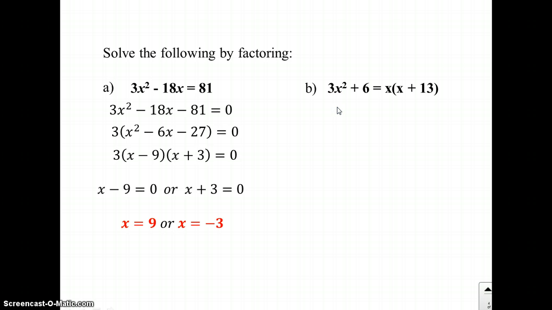If I look at example B here, step 1 would be to expand out the brackets on the right side of this equation. We can't simplify the left side at all. So we get 3x squared add 6 equals x squared plus 13x.